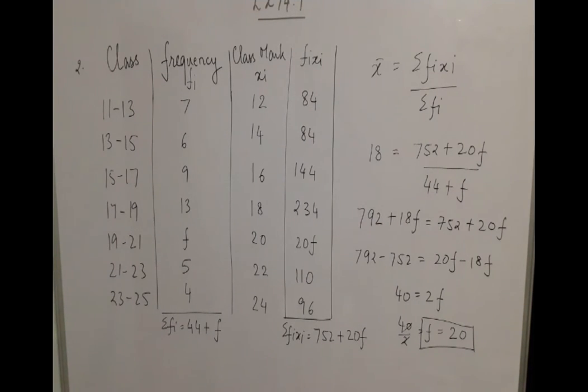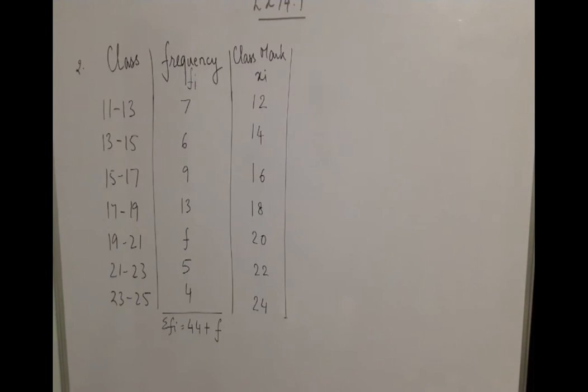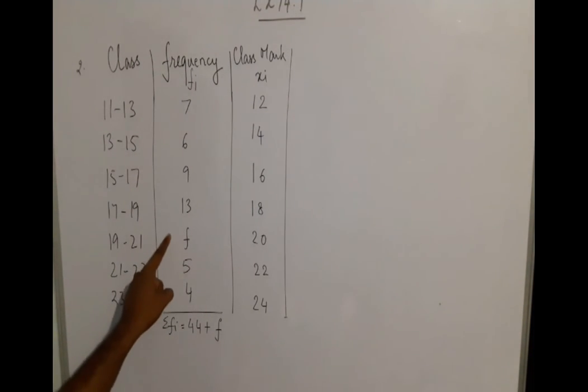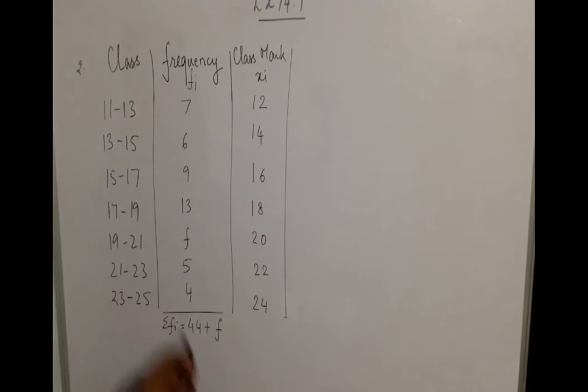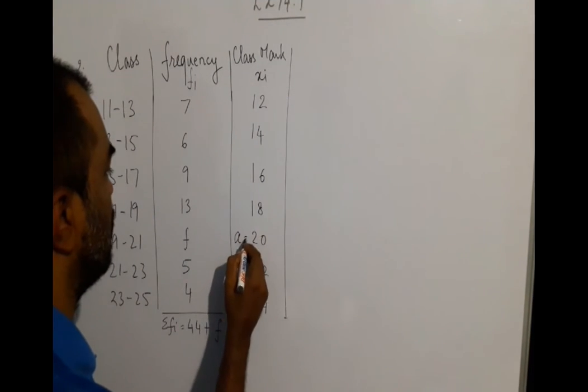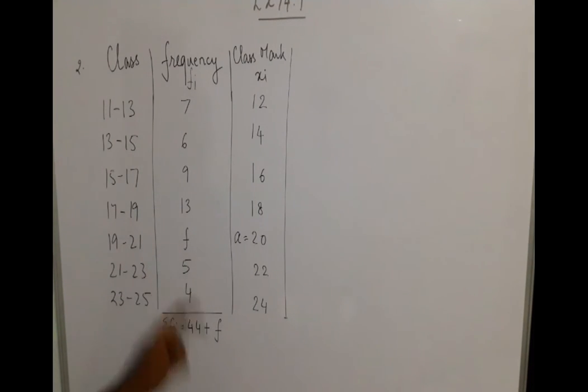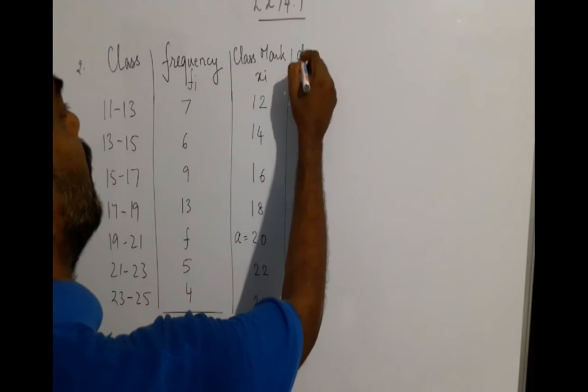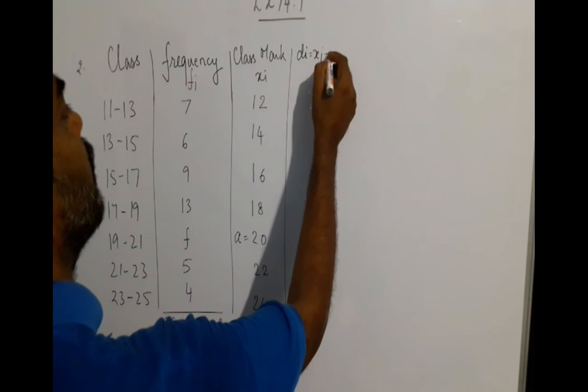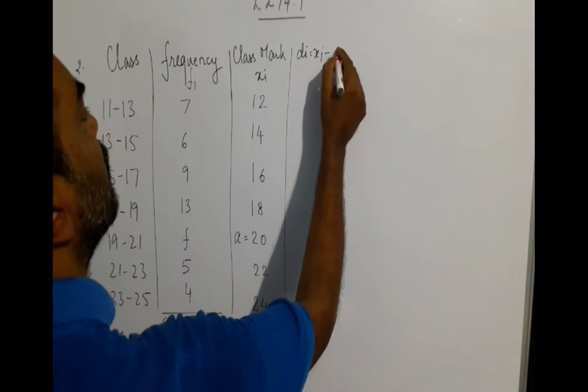So you will understand another method also. For simplicity's sake, where this F is given, I will take that as A. So this time I am taking A as 20, the Xi in which the F is given. So now I'll find the Di. What is Di? Xi minus A.